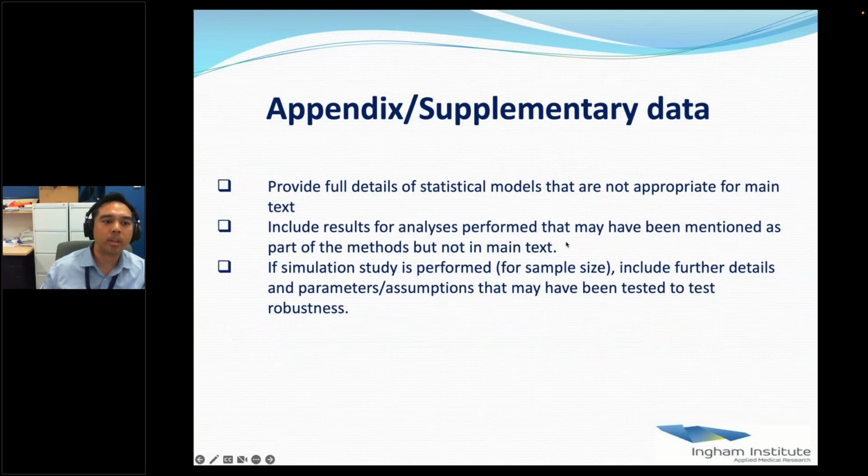Finally, I would encourage you to use your appendix or supplementary data to provide details of the statistics that may not have been appropriate for the main body of the text. If, for example, you've done a simulation for your sample size, often you test how robust your estimates are, and so you might want to include the details of that as part of your supplementary data.